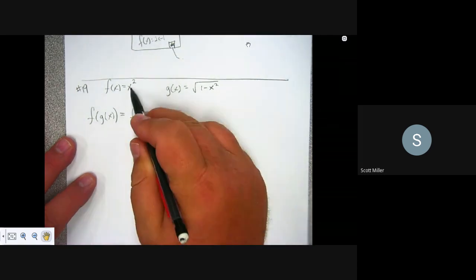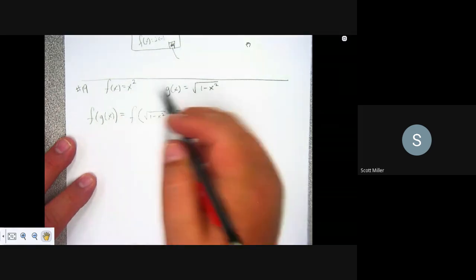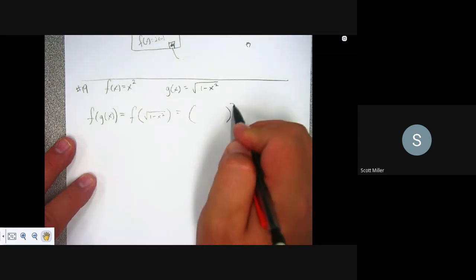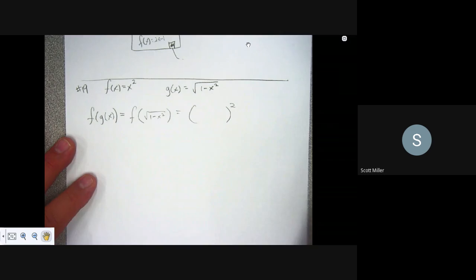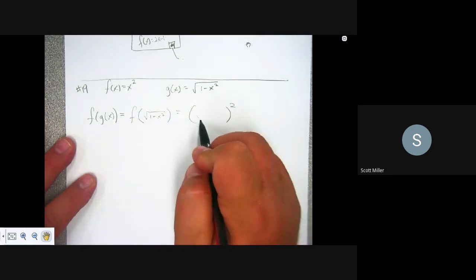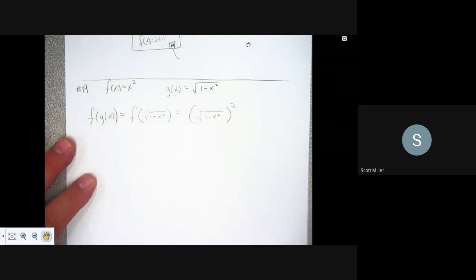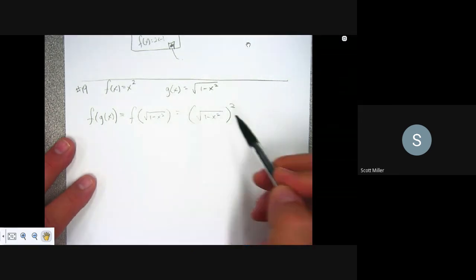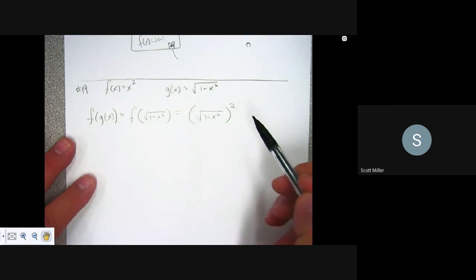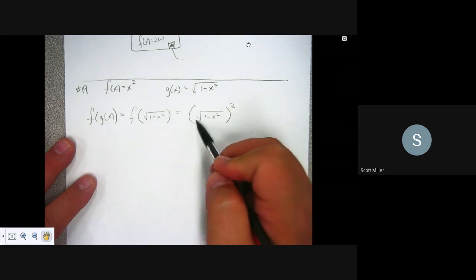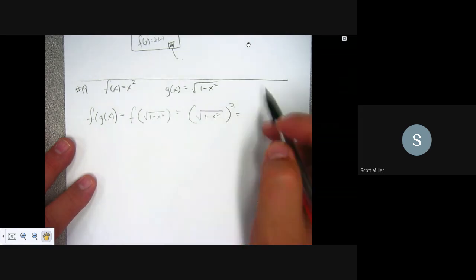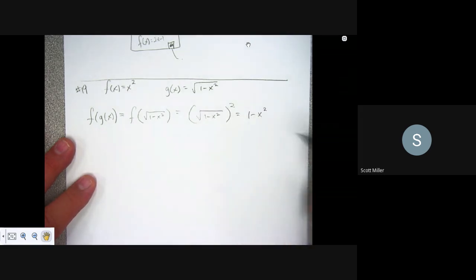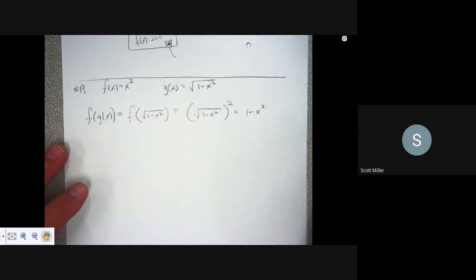The function F is here's my template, my rule. It's something squared, so I put something squared, just like that, and then I plug in this G into it. So plug that in, and then plug it in again into the other function. I have a square root that is squared, so they offset each other, and I get 1 minus x squared. That is the composition.